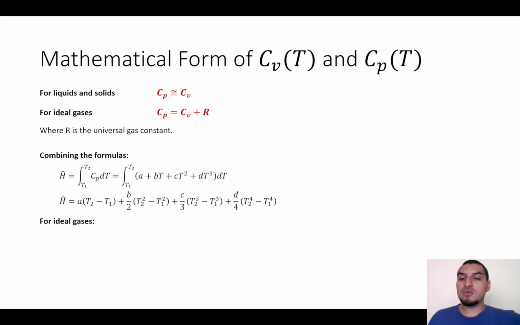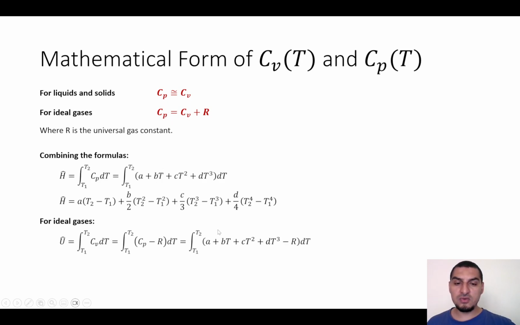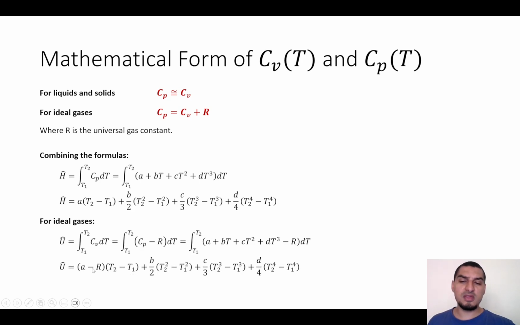For ideal gases, what we are going to do is use the same formula, which is Cv equals Cp minus R, and when you substitute, it's the same thing as what we did before. The only difference is we have minus R here. R is constant, so we can combine A minus R as one term, and this is going to be the only difference. Here we have A, here A minus R. The rest of the terms of the equation are the same.